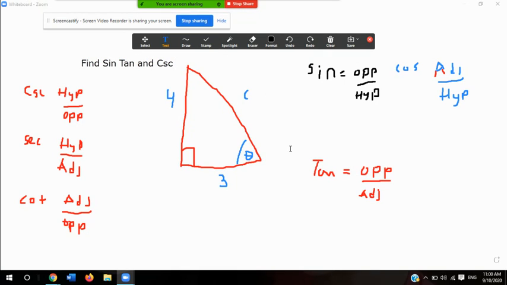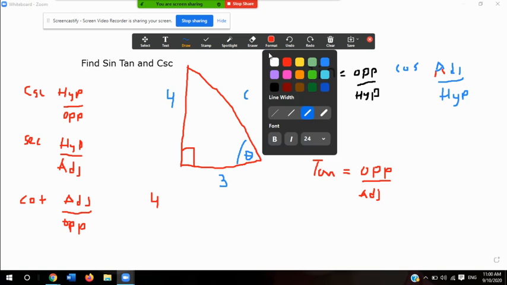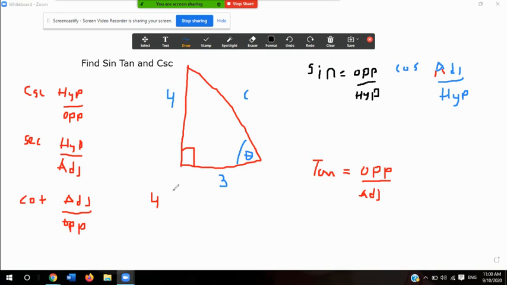But what I don't have is the hypotenuse. So that means we're going to have to use the Pythagorean theorem that we did in section 1.1, if I'm not mistaken. So to find the hypotenuse, we're going to say 4 squared plus 3 squared equals c squared, because we need the hypotenuse in order to find the other ones.